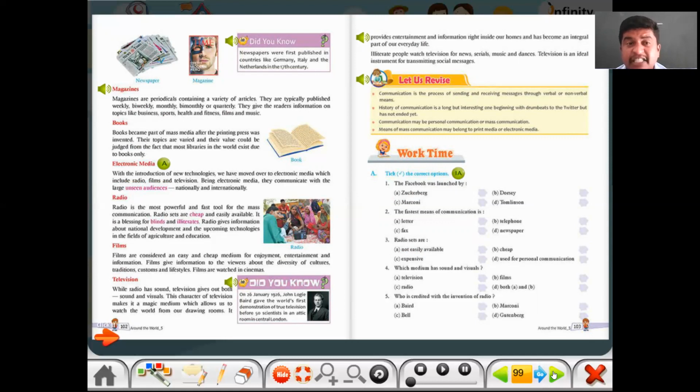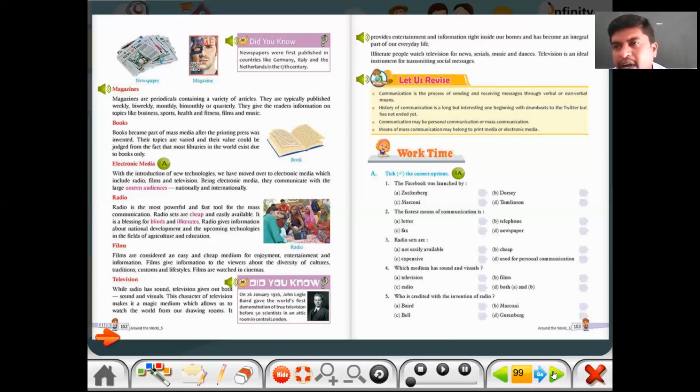Yes, they give the readers information on topics like business. They give information about the business, as I already told you. Azim Premji, Pratap Reddy, Apollo Hospitals, right? And Infosys Narayan Murthy, yes. And also sports, cricket, badminton, shuttle, and also about health and fitness, and films and music. We transmit all kinds of information through the magazines. It's a periodical printed version. Am I right? Next one, books.